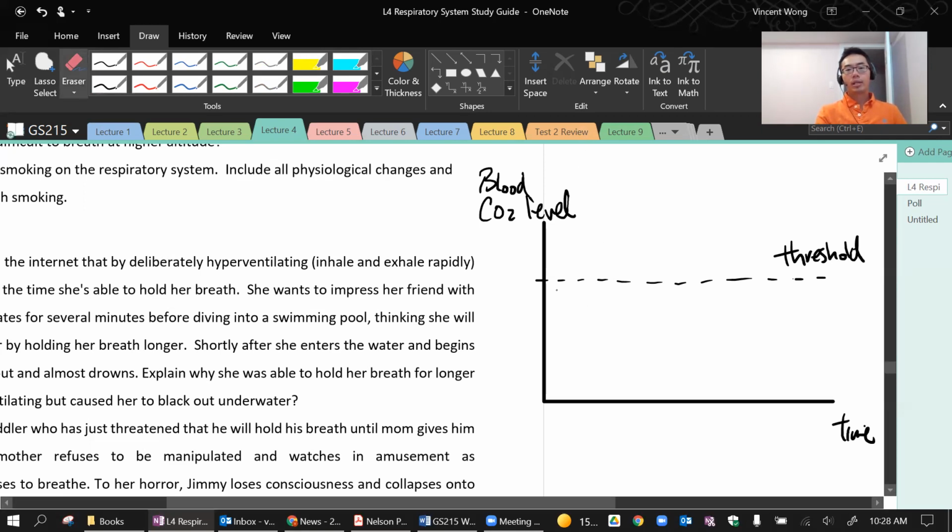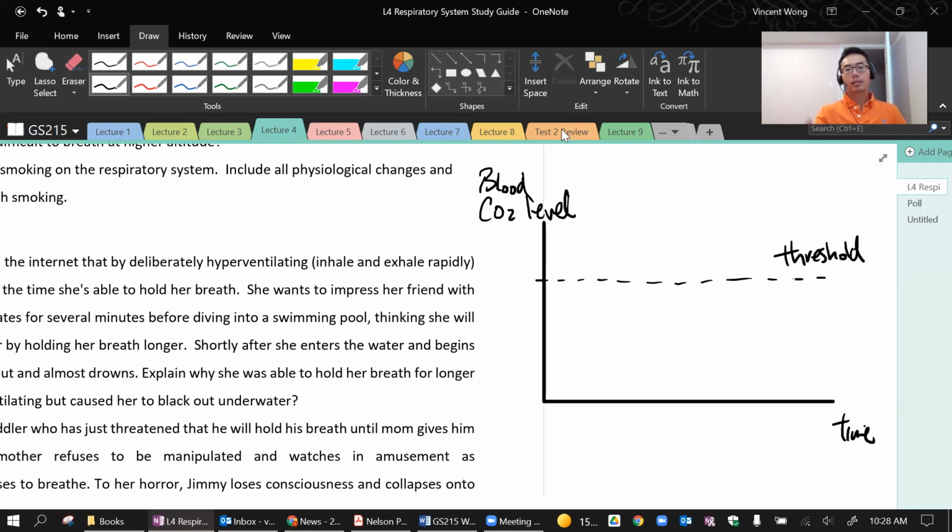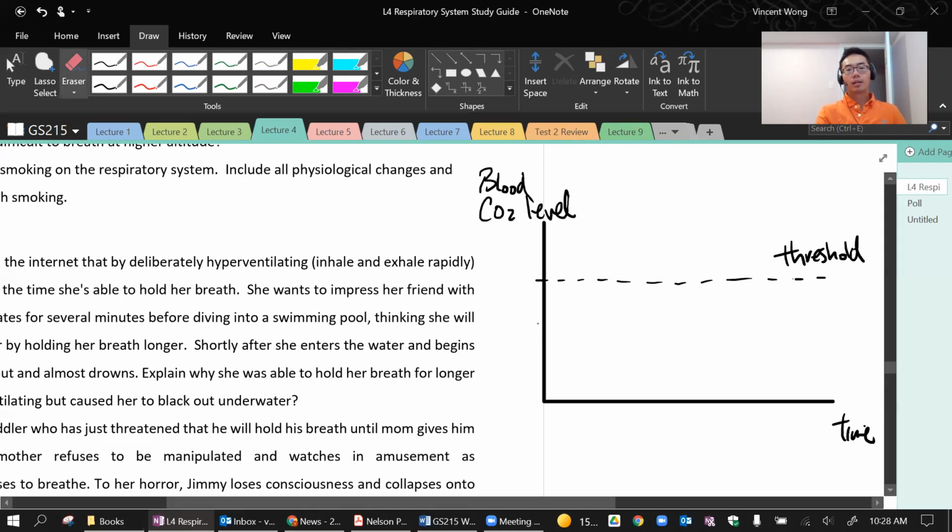So when we inhale, exhale, and then you decide to hold your breath, then you have some baseline carbon dioxide level here. If you hold your breath, you are not breathing out that carbon dioxide, and it will continue to climb because of cellular respiration. In cellular respiration, you will produce carbon dioxide.